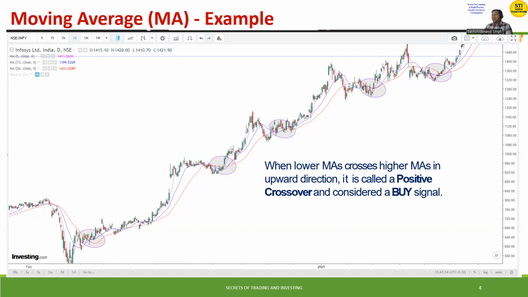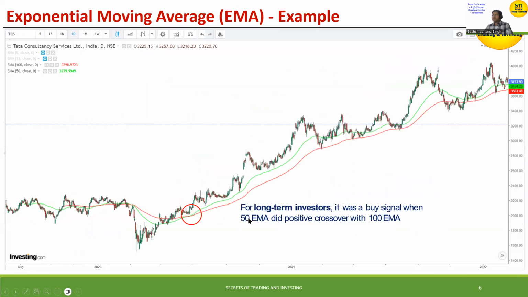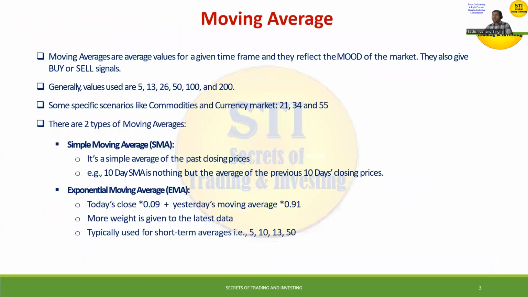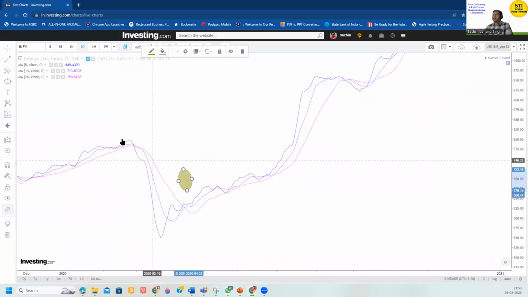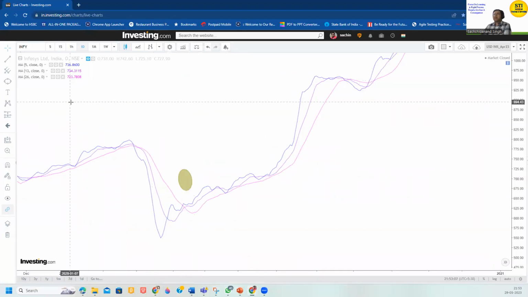So when it says that the moving average line of 5 is crossing in a positive direction, that means the upward direction. Maybe I'll just show you the example one more time in the real chart. I'm not sure where you got disconnected. So what I did, okay.